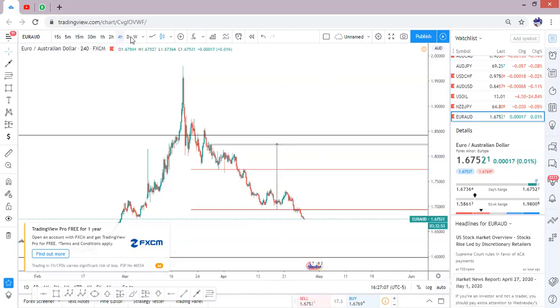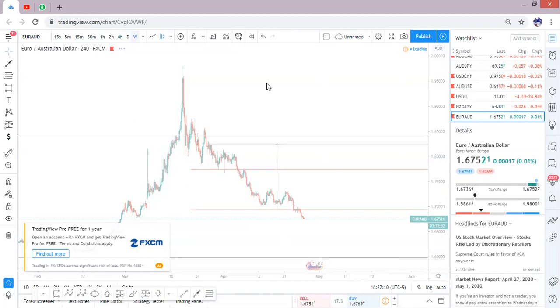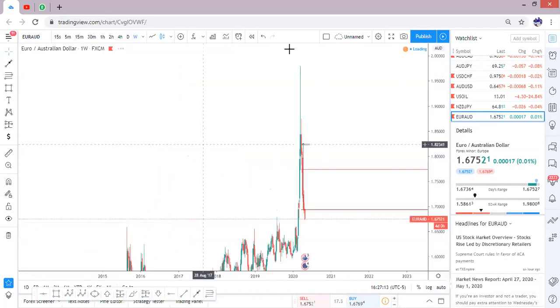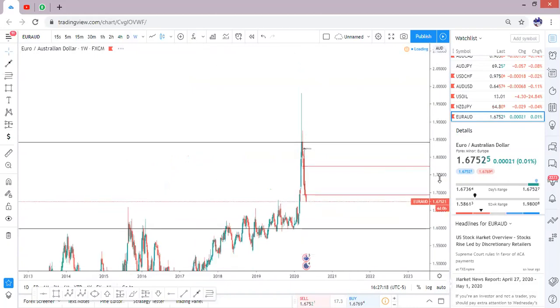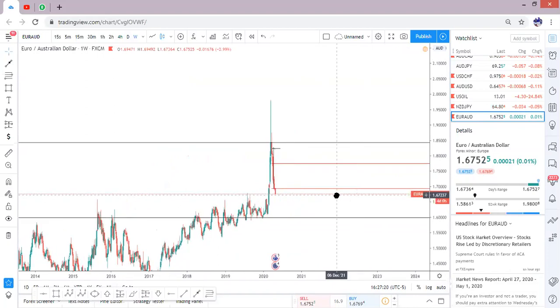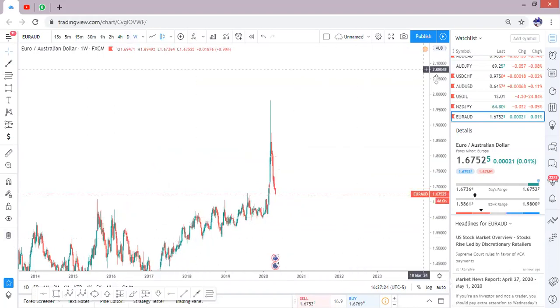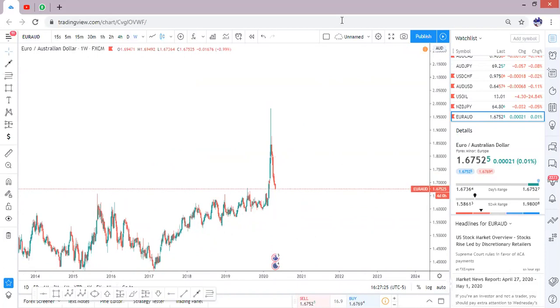Euro AUD. So we are going to the weekly, our top-down analysis as well. Don't forget that top-down analysis in anything you're doing, top-down analysis first.